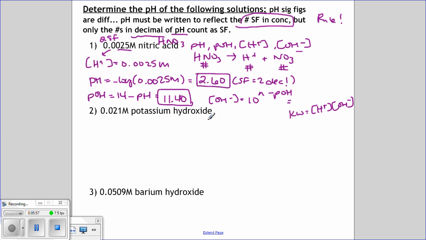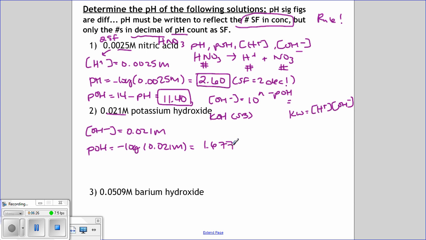So we have potassium hydroxide here, KOH, which is a strong base. Here we have the concentration of the base given to us. Therefore, we already know the OH concentration to be 0.021 molar. To get the pOH, you take the negative log of the OH concentration, and that is 1.677.